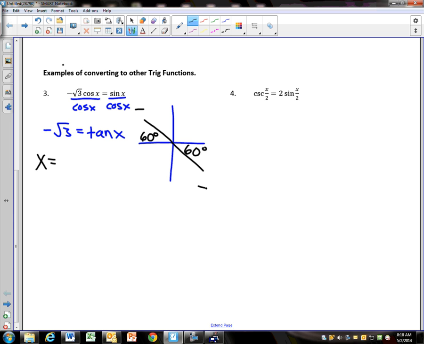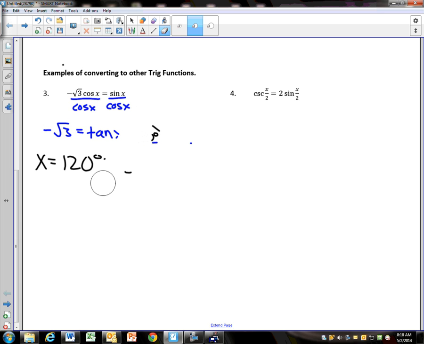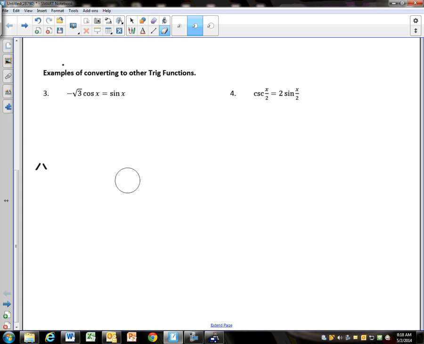So I got x is equal to 120 and 300. That wasn't too bad, was it? You see the trick, though? That's the important part. Gotta see that trick. All right, try the next one then.